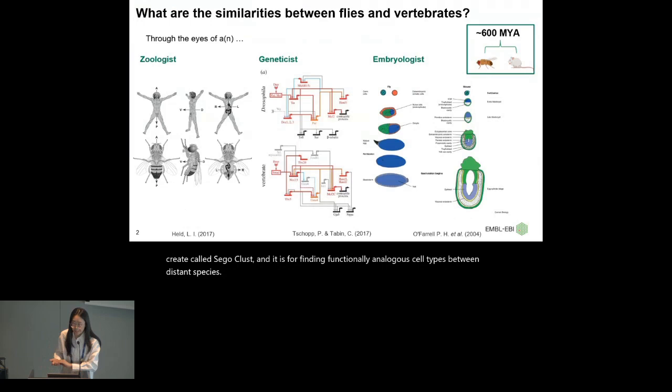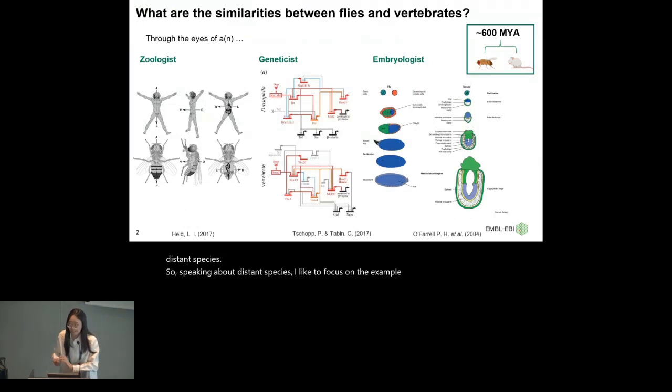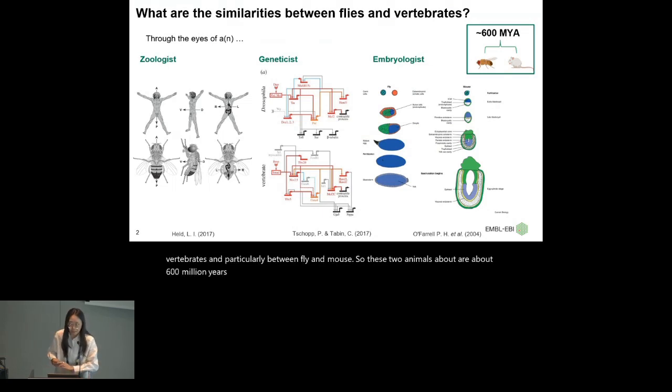So speaking about distant species, I like to focus on an example between flies and vertebrates, and particularly between fly and mouse. These two animals are about 600 million years apart, while as a reference, human and mouse are about 90 million years apart. So they're extremely distantly related.